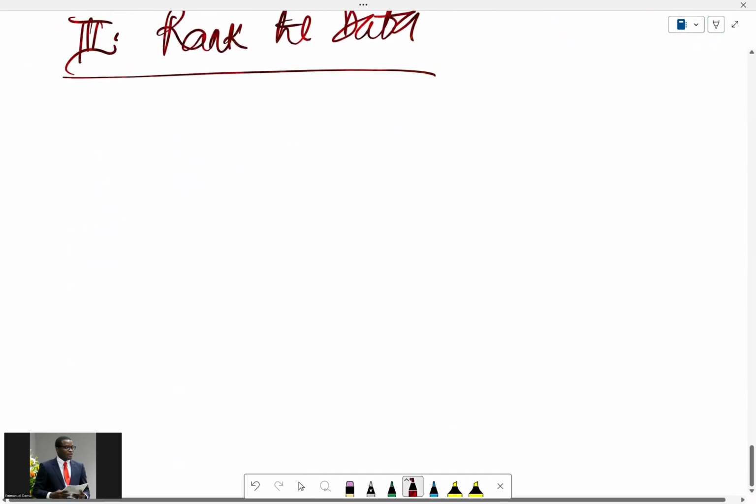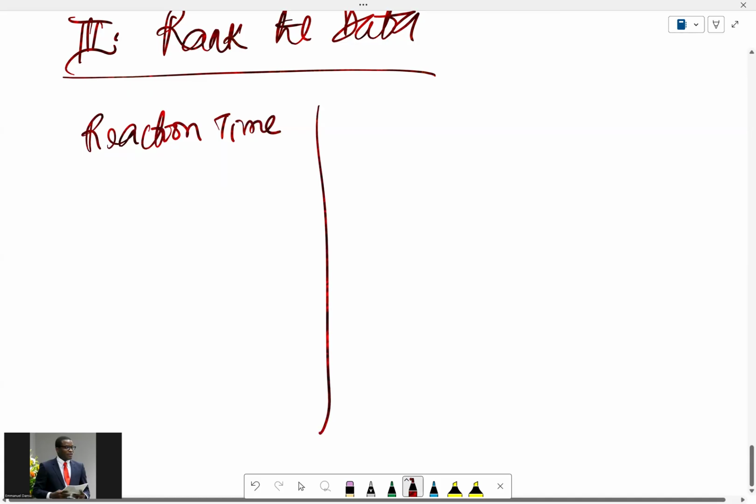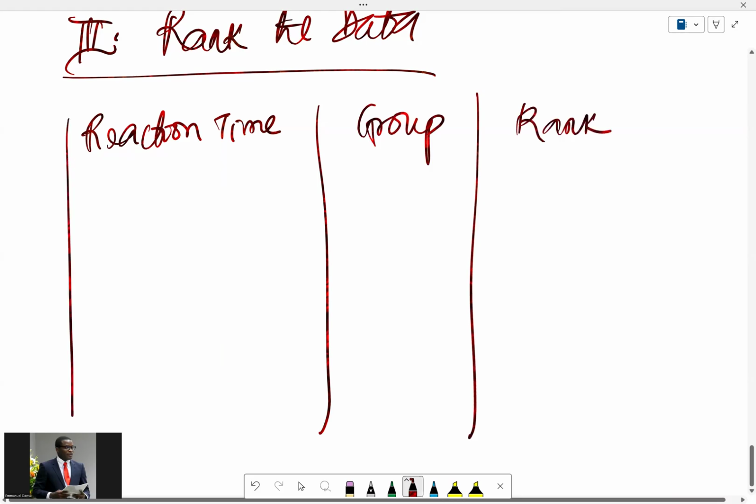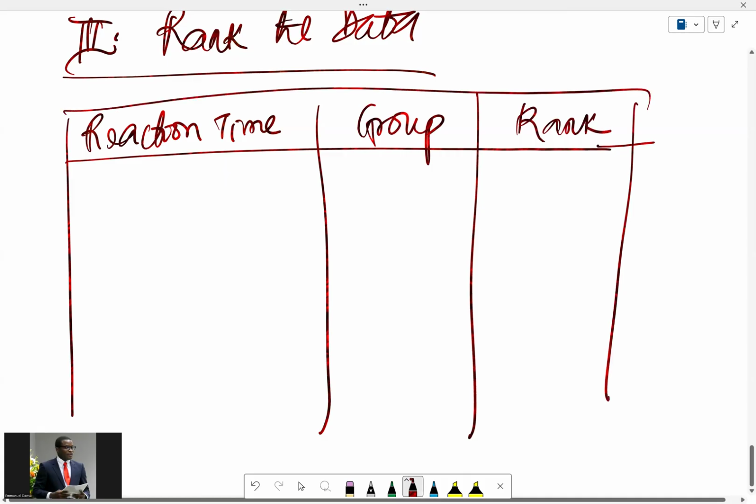So we have the value, that's the reaction time. Since we said reaction time, I think it's appropriate to just say reaction time so that we are not in doubt of what the value is about. Then the group it belongs to, and the rank. Thankfully, everything is somehow ordered, even from the original list, so it's very easy to follow.